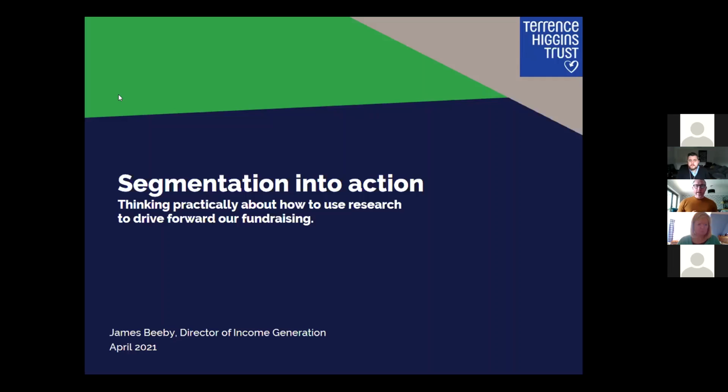So I'm almost positioning this as a bit of an idiot's guide to how to implement fundraising segmentation, but hopefully that will be quite useful, because I know before I started it felt quite intimidating.